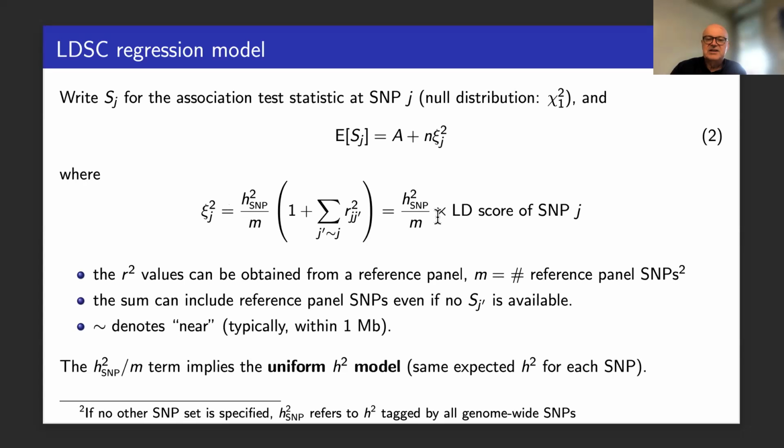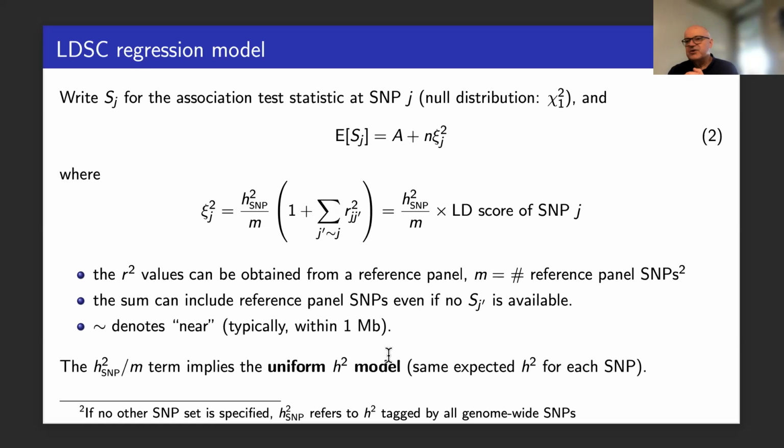You can see that the slope is assumed to be a heritability term times the LD score, which is some measure of LD, just adding up the R-squareds in some region. There are a few more details there that I will skip over. But what I want to focus on is that this heritability term is the same for every SNP, and so we refer to that as the uniform heritability model.